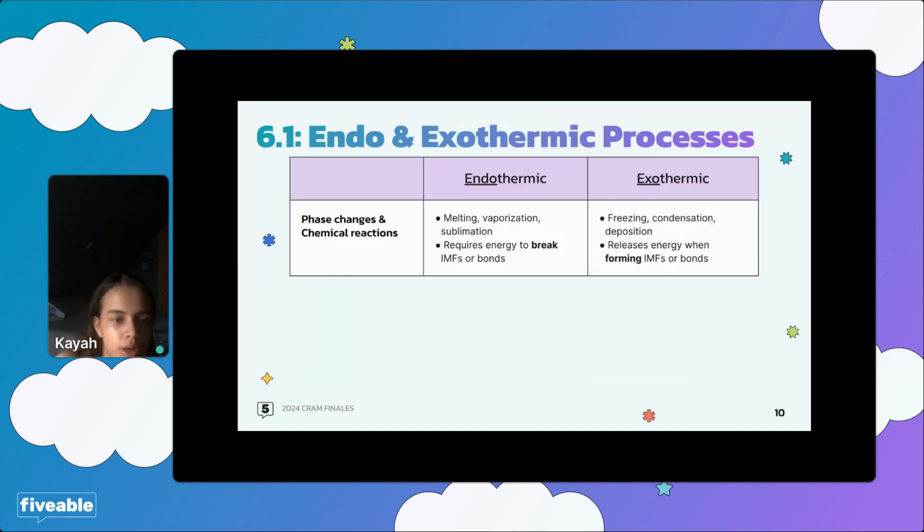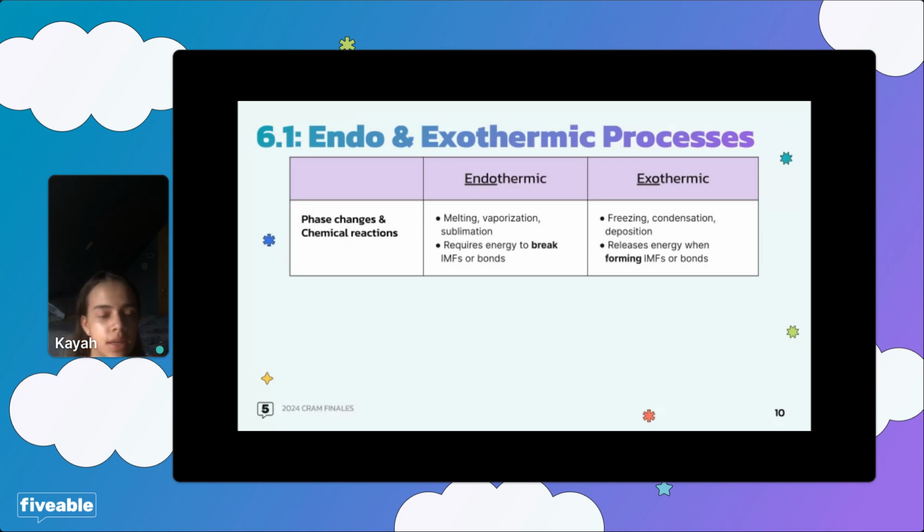Okay, so now a little bit more about the endo and exothermic processes. So for endothermic processes, the phase changes and chemical reactions are melting, vaporization, and sublimation, right? And all of these involve heat entering the system, right? So that phase change, like when you have an ice cube to water, it's melting. So that's heat entering it, right? So you need to add heat for that reaction to occur.